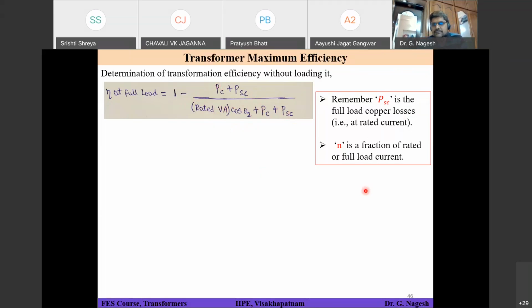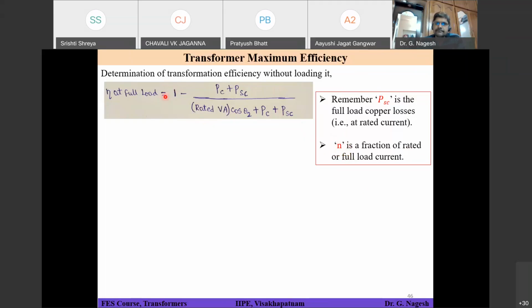What will be the efficiency if I want to calculate efficiency at some fraction of the full load? Let's say n is considered as a fraction of the rated full load current. So we are trying to calculate efficiency at not full load. At that instant, the current flowing in the secondary winding is observed to be n into the rated full load current, some fraction of your full load current. That fraction is nothing but n.